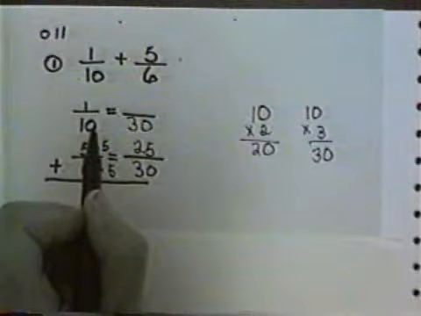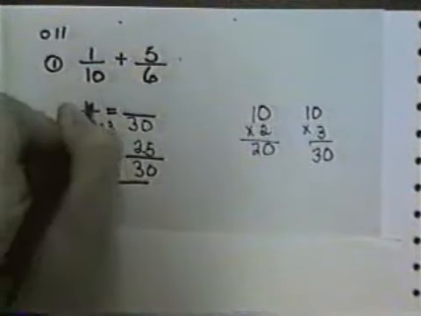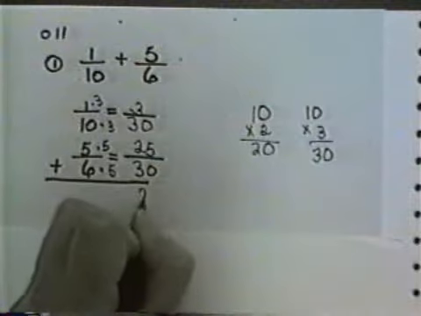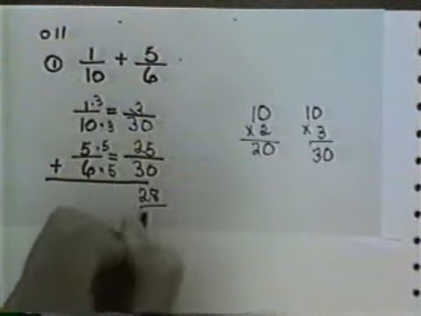On top, I'd work with the 10 and try to turn 10 into 30. To turn 10 into 30, I'd have to multiply by 3. If I multiply 10 by 3, I have to multiply 1 by 3. So I end up with 3/30ths. So now I'm ready to add because I have the same denominator for each fraction. So I'm going to take 3/30ths and add it to 25/30ths, and I would get 28/30ths.